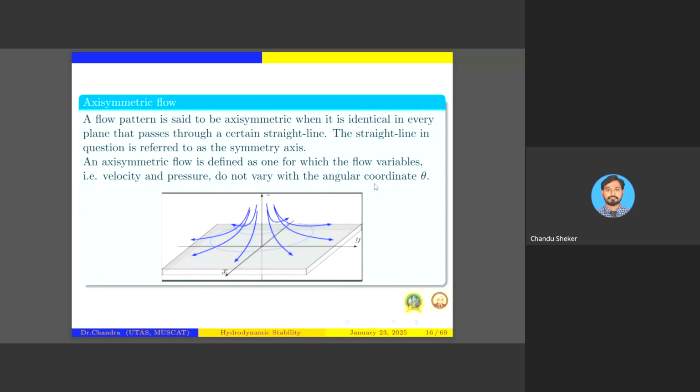The velocity, the pressure, and the remaining variables do not depend upon the angular coordinate theta. It means if you take the derivative of v and p with respect to theta, that gives 0. So this is a very important point, and it will also be included in our modeling of the problem.